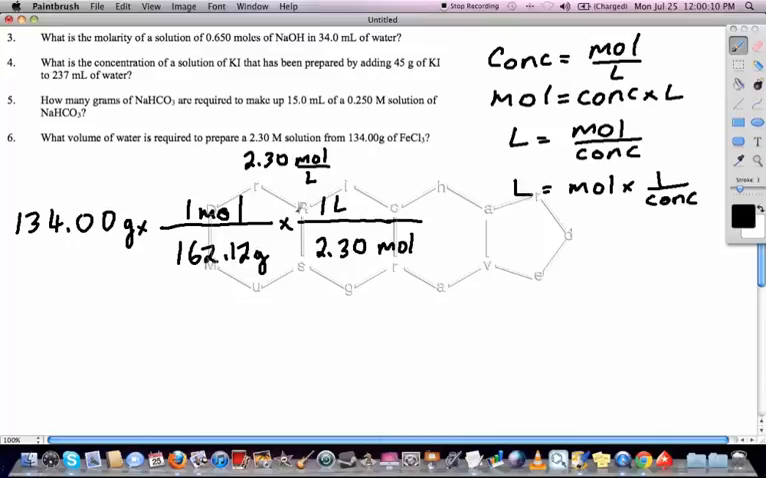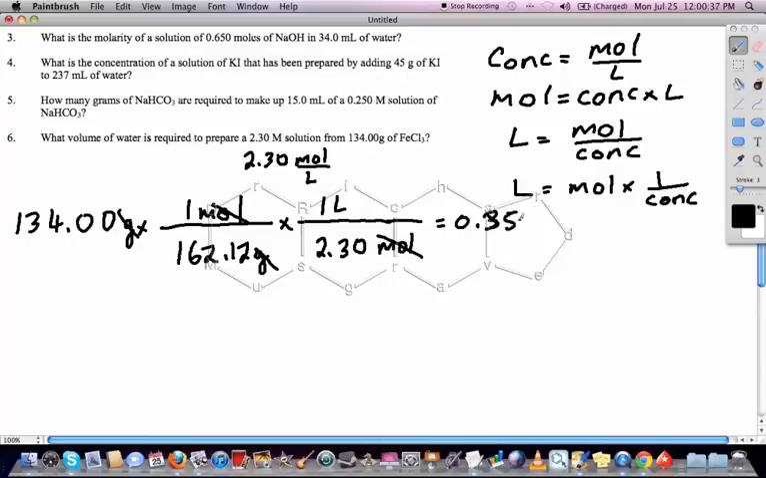Now since we are multiplying by 1 over the concentration, that's why I flipped it and did times 1 litre over 2.30 moles. You can see the effect of this. We know that the moles had to go on the bottom to cancel, and we now have litres here, and the final answer would be 0.359 litres.